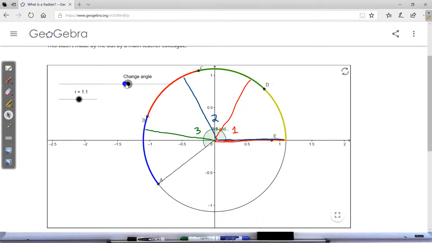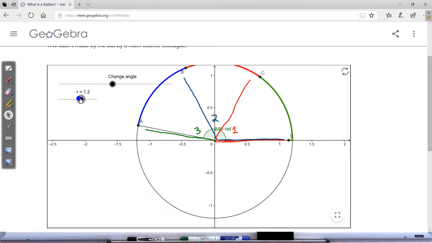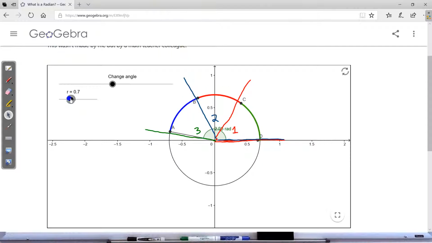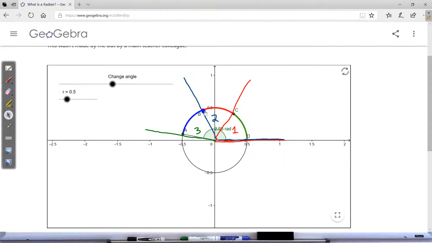And just in case you think, like, man, what about the size of the circle? Doesn't that change things? It actually doesn't. If I make the circle bigger or smaller, you can see how they still stay along my colored lines there.